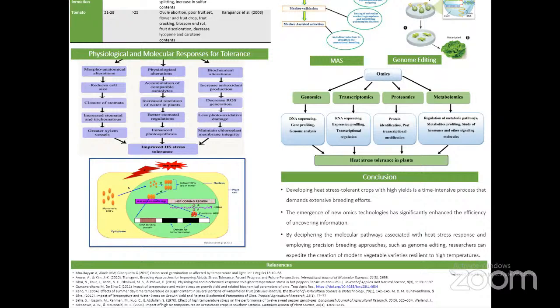There is increased retention of water in plants. There is better stomatal regulation. And when we come to the biochemical alterations, there is increase in antioxidants such as enzymes like superoxide dismutase, peroxidase, etc., which help in scavenging the free radicals and thereby decrease in the ROS generation. And there is also less photooxidative damage. These are the physiological and other responses. When we come to the molecular responses, there are heat shock proteins. Heat shock proteins are the molecular chaperones which are involved in protein folding and stabilization under heat stress.